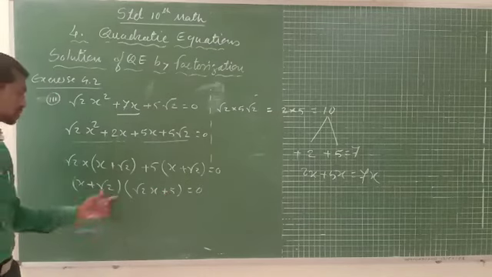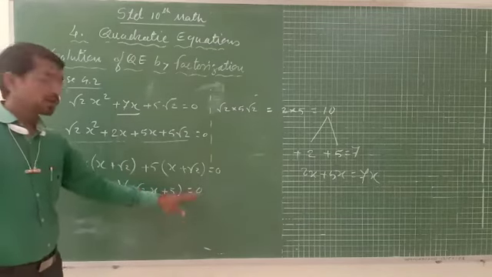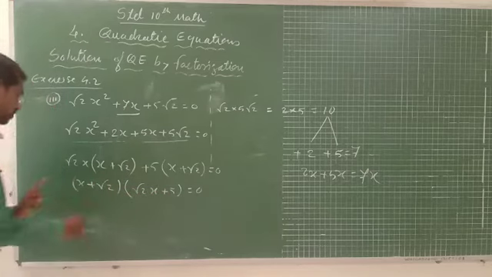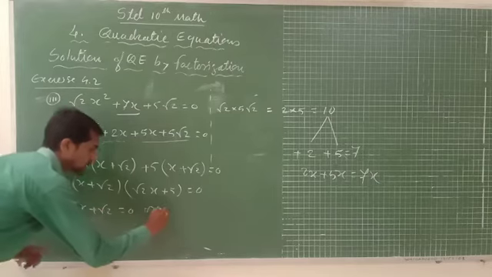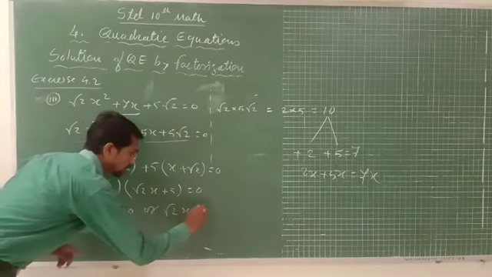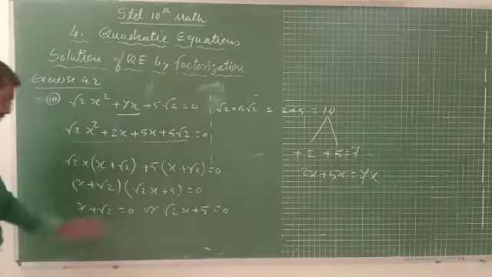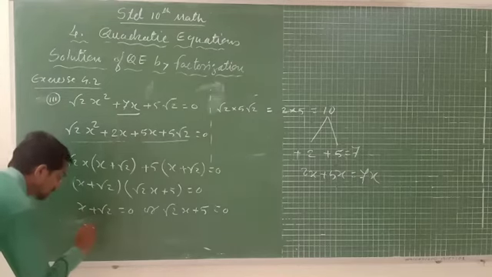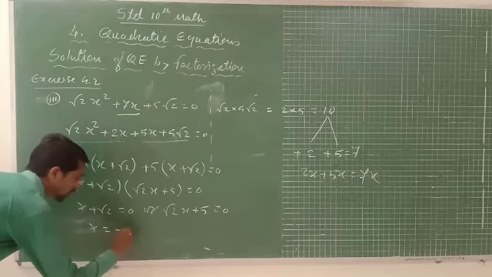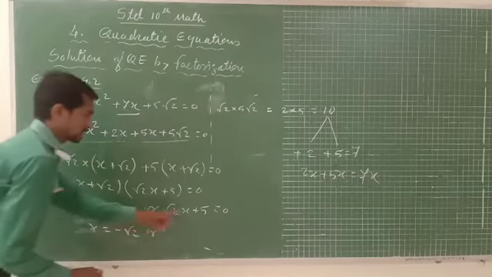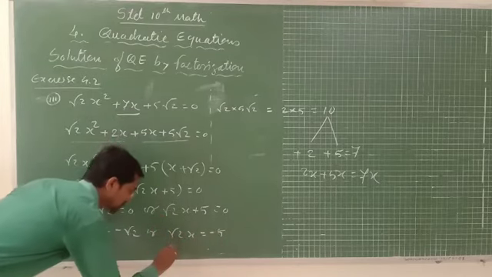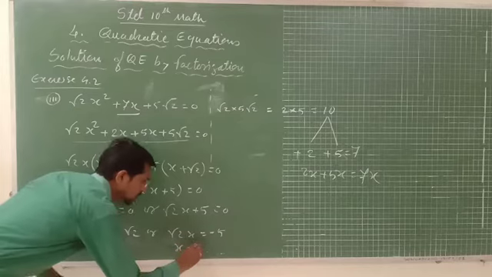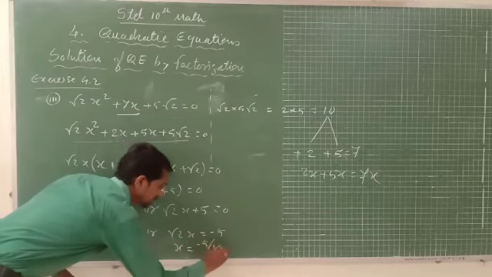So the product of these two brackets is 0. The meaning is what? At least one bracket is 0. So let's write x plus root 2 is equal to 0 or root 2x plus 5 is equal to 0. Now to solve this linear equation, therefore x is equal to minus root 2, or root 2x is equal to minus 5, which means x is equal to minus 5 by root 2.